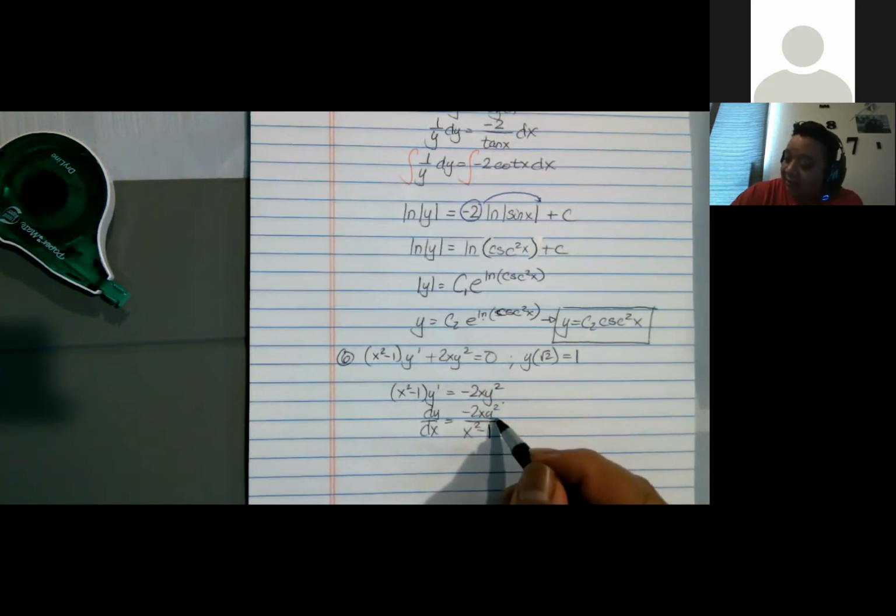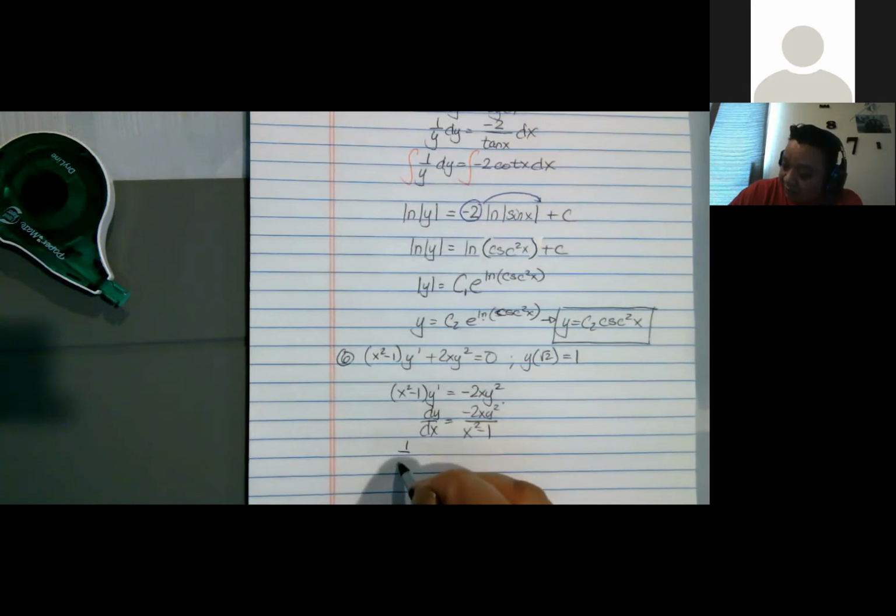Divide by y squared, right? That's the step you need to do. So 1 over y squared dy is equal to a negative 2x over x squared minus 1 dx.